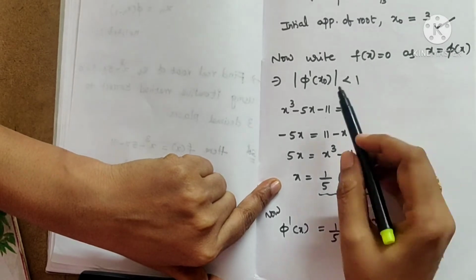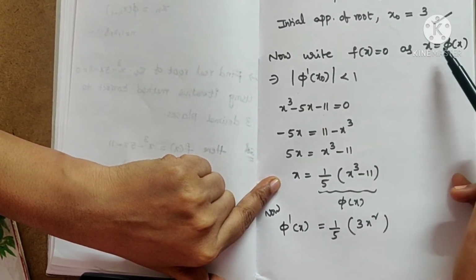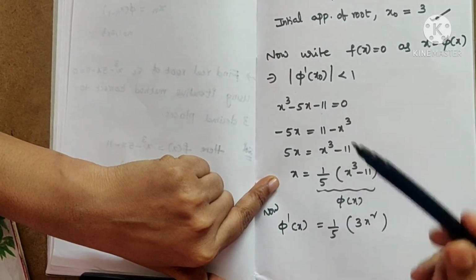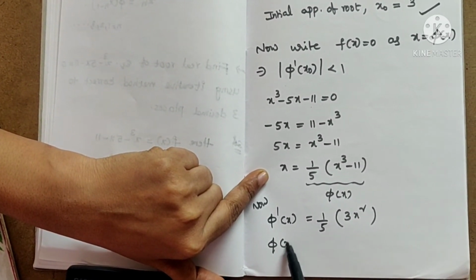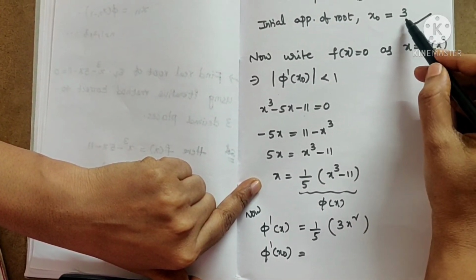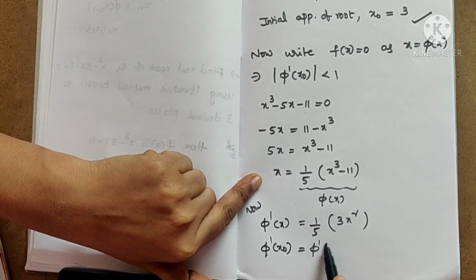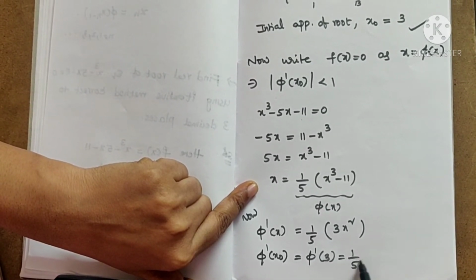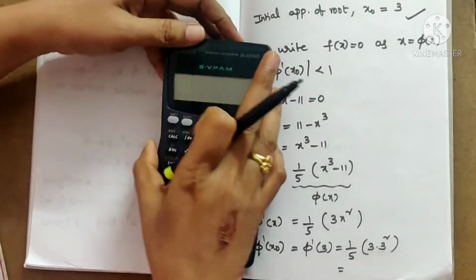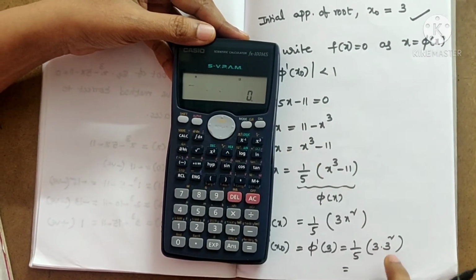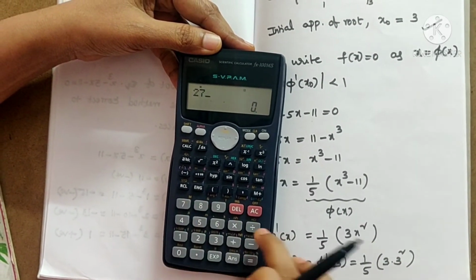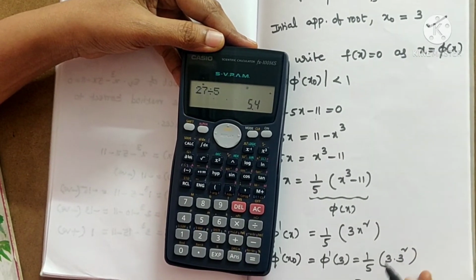Now, what we have to show is that for phi of x, the corresponding phi dash at x naught should be less than 1. Now calculate phi dash of x naught. What is x naught here? According to our problem, 3. So phi dash of 3, that means 1 by 5 into 3 into 3 square. 3 square is 9, 27 by 5. You got 5.4.